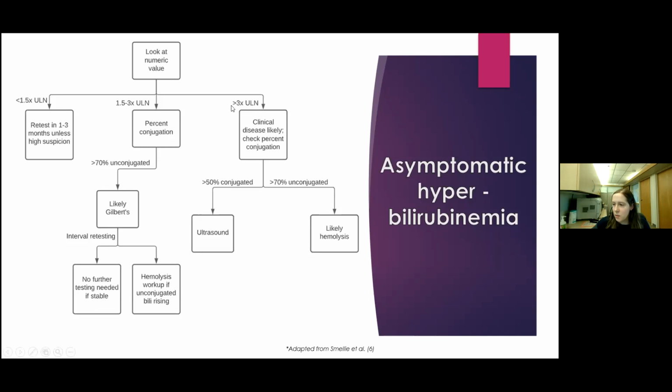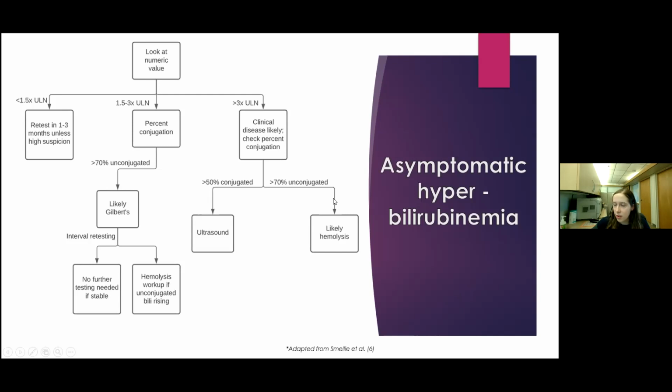If you're in this more severe category, greater than 3 times the upper limit of normal, this is much more likely to indicate clinical disease. And again, similarly to this middle range category, you want to check the percent conjugation. If it's more than 50% conjugated bilirubin, you're moving towards ultrasound. So, right upper quadrant ultrasound. If greater than 70% is unconjugated, likely you're in the hemolysis category.